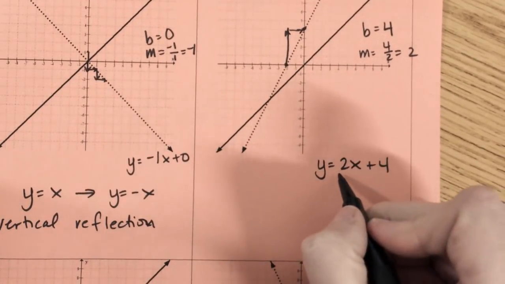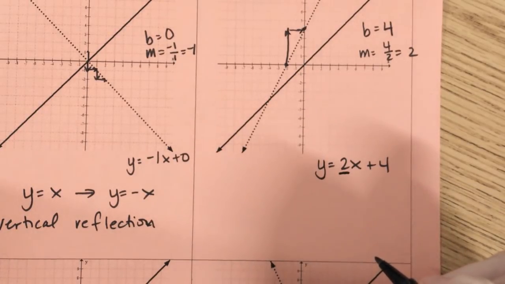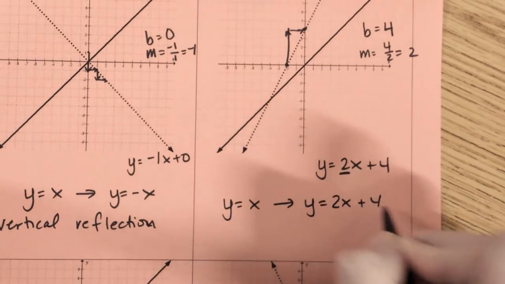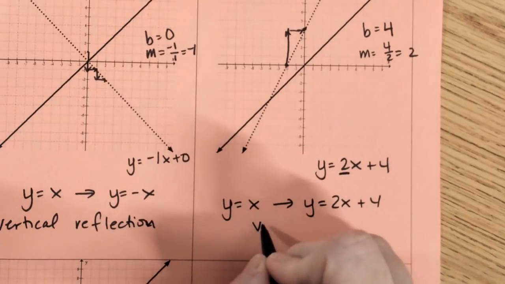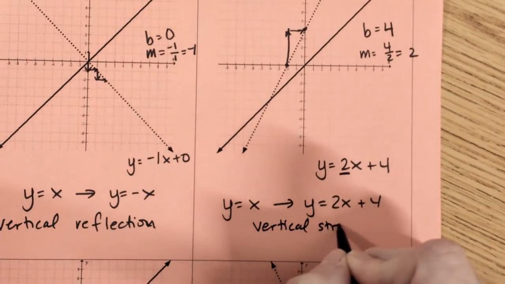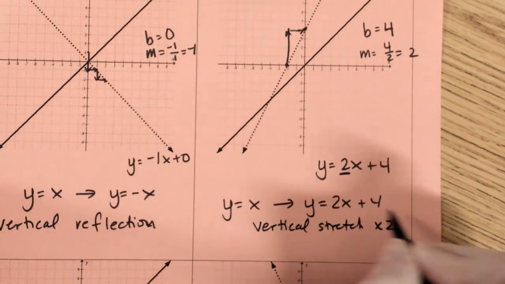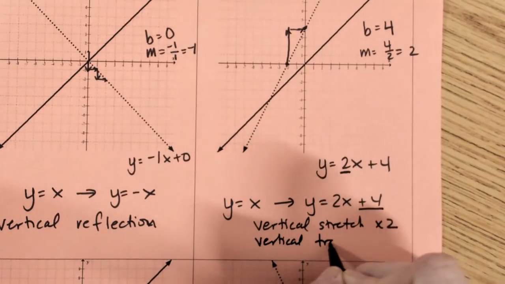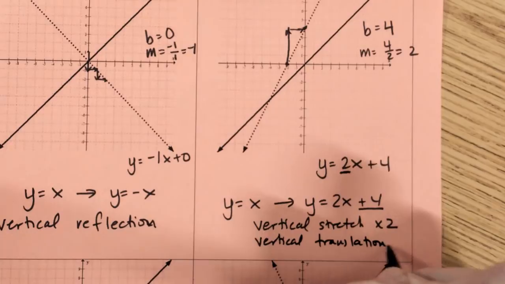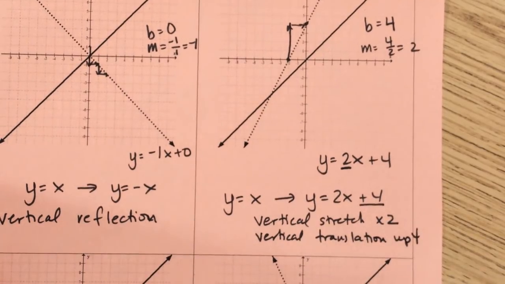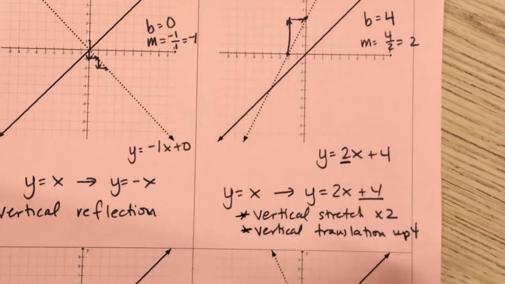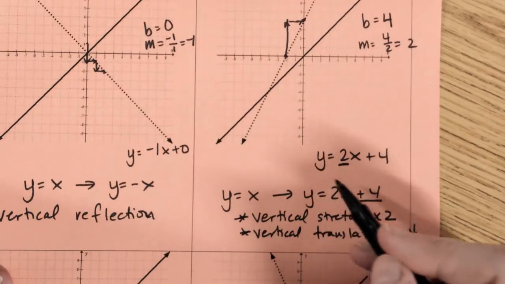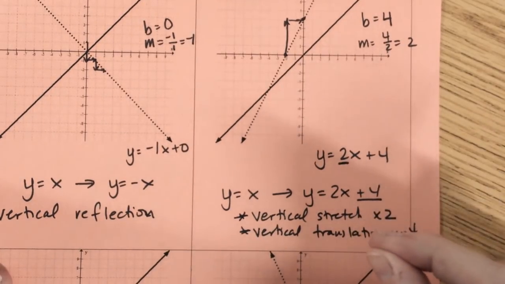If I look at that, I see that this slope is bigger than 1, because my y equals x turned into y equals 2x plus 4. This is bigger than 1, so that means I have a vertical stretch with a factor of 2. I see plus 4 on my b, that means I have a vertical translation up 4. So I've got both of these things happening. Okay, so the plus 4 adding to my b shifts it up, multiplying this by 2 stretches it, and it doubles how tall it is.